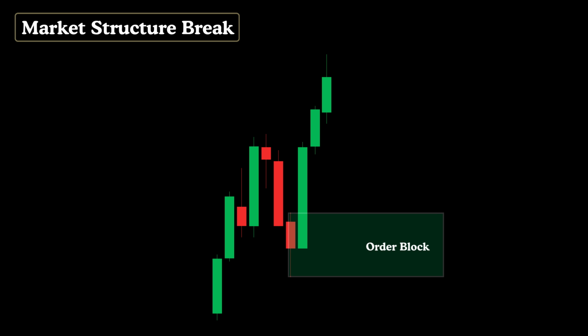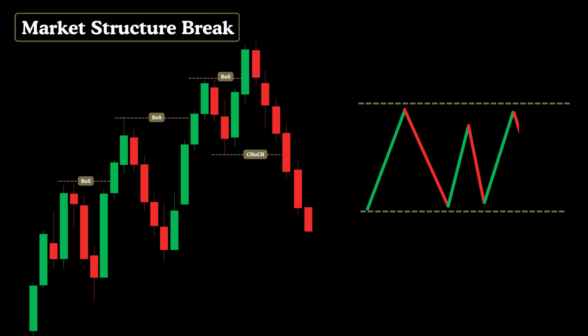Fourth, market structure break. If a clear break of structure or shift of character is visible in the market after the order block, it is treated as a valid order block. A break of structure signals trend continuation, and a change of character signals trend reversal. If the price stays trapped in a range after the order block or no clear higher high or higher low breaks occur, the structure is not valid.